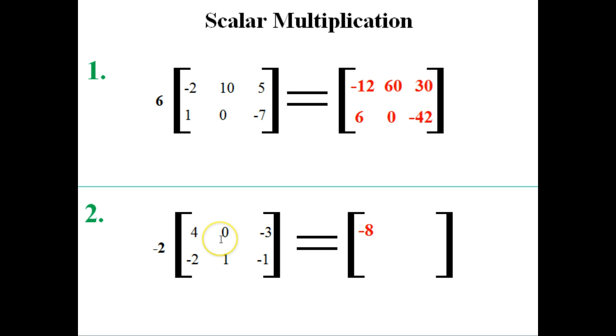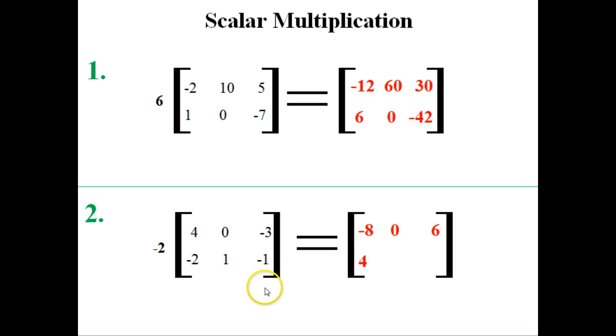Negative 2 times 0 is 0, and that's in the center top. So in the center top right here, I'm going to write my answer. Negative 2 times 0 is 0. Negative 2 times negative 3 would be a positive 6. This negative 3 is in the upper right-hand corner, so I'm going to write my answer right here in the upper right-hand corner.